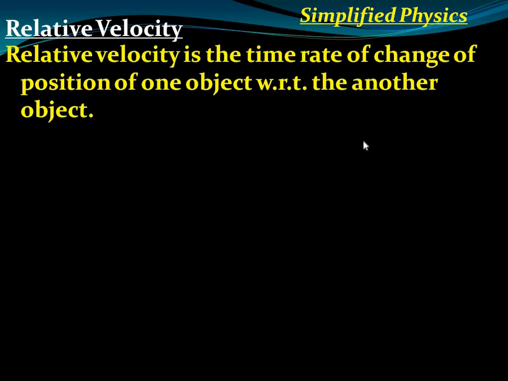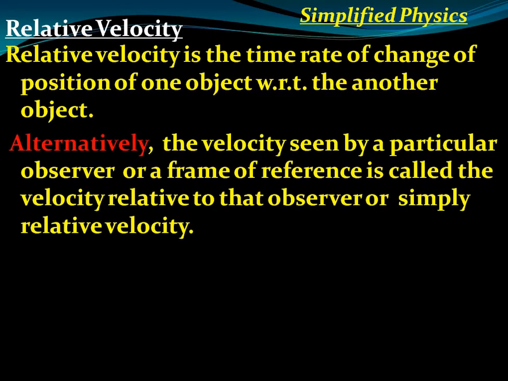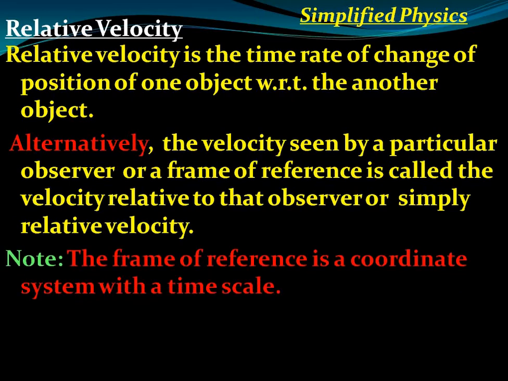Now, what is relative velocity? In fact, relative velocity is the time rate of change of position of an object with respect to another object. That is, the velocity of a body with respect to a second body or observer is simply relative velocity. Alternatively, we can define it this way: the velocity seen by a particular observer or frame of reference is simply the velocity relative to the observer, or relative velocity, and a frame of reference is simply the coordinate system with a time scale on which an observer is located. That is the frame of reference.